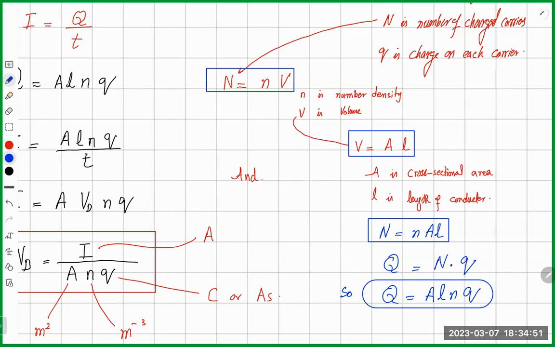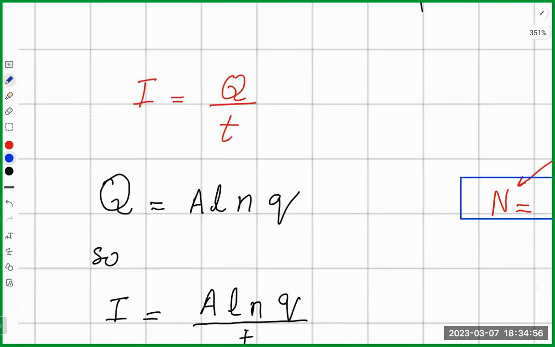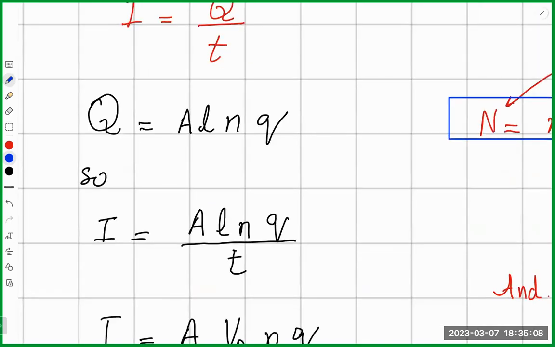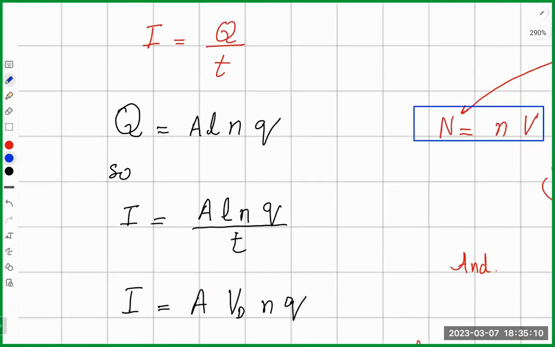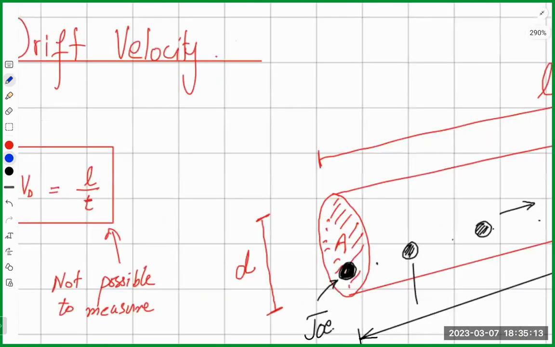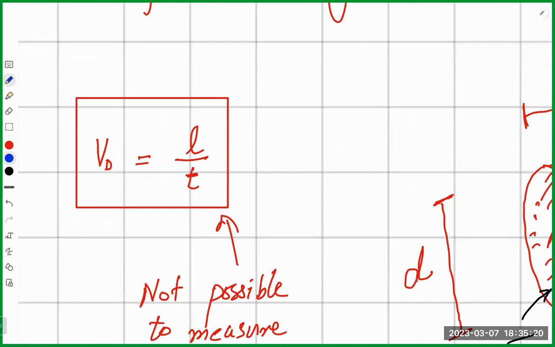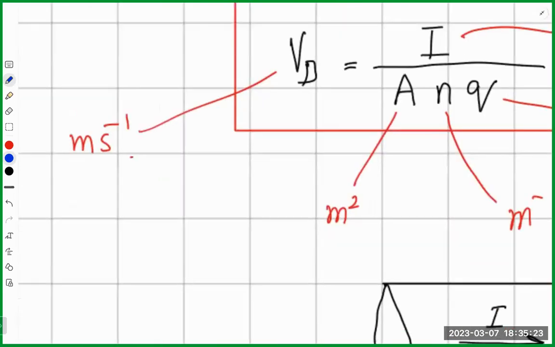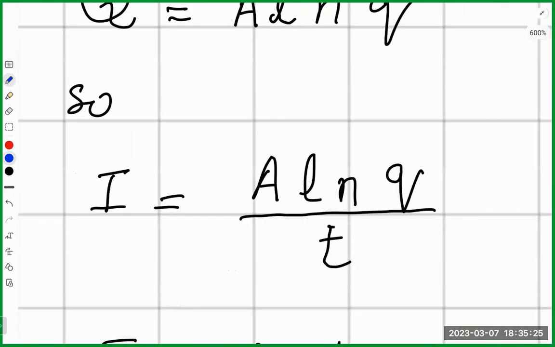So charge is A L N Q. I equals charge divided by time, so it will be A L N Q over T. Hmm. What should be the speed of the charged particles in the conductor? Speed, which is known as drift velocity, should be L over T.